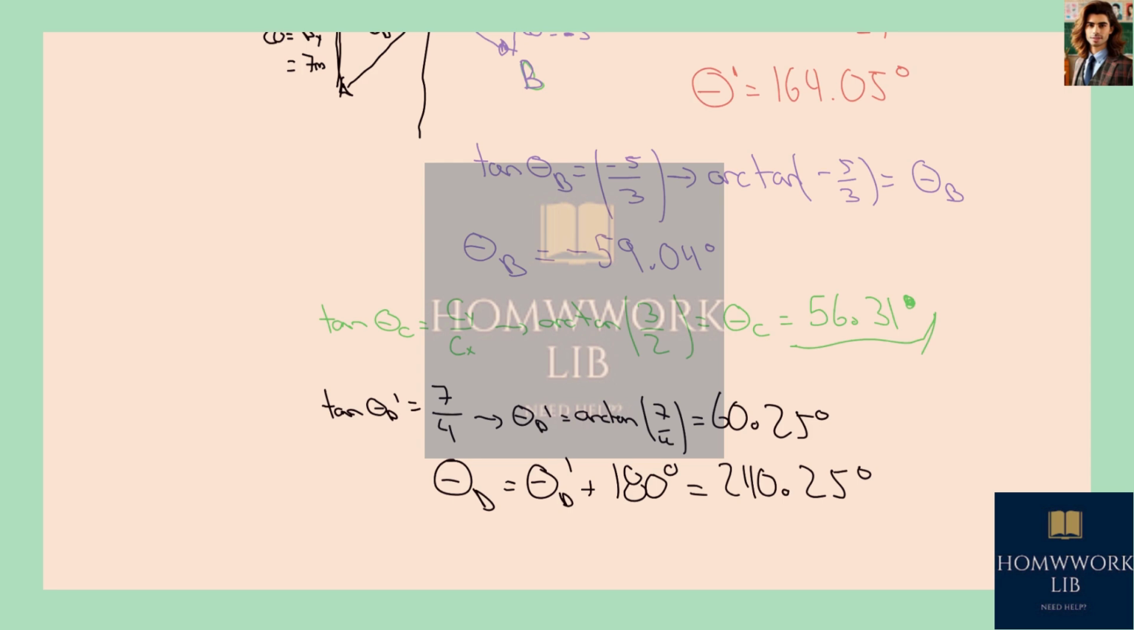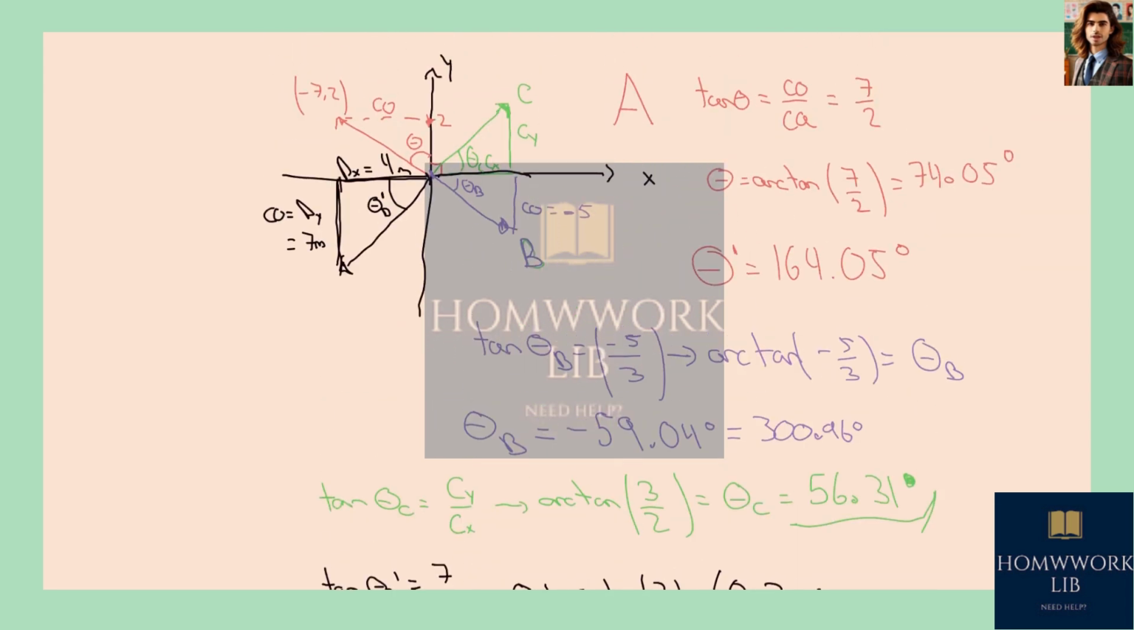Also, just for reference, this minus 59.04 degrees is the same as having 300.96 degrees, but measuring in a counterclockwise position. So that would be going from this point around here. That would be 300.96 degrees.